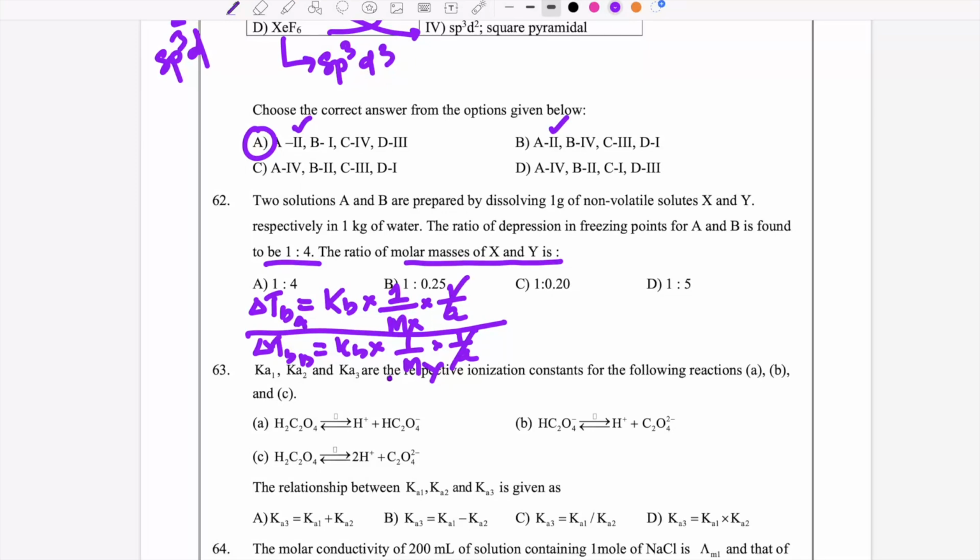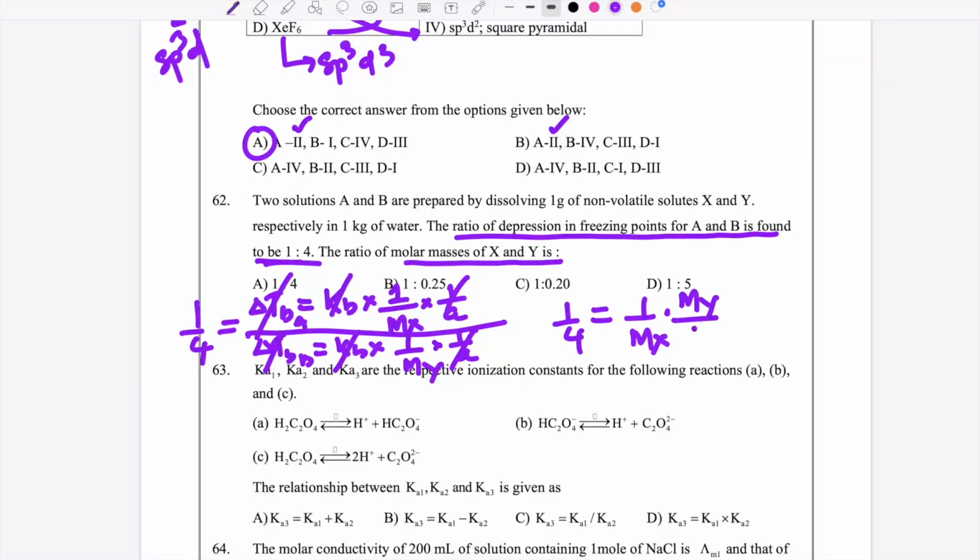So this gets cancelled out, Kf gets cancelled out. And what is given? The depression in freezing points of A and B are found to be 1:4. So this must be equal to 1 by 4a. So 1 by 4 equals 1 by Mx into My by 1. This is nothing but My over Mx equals 1:4.